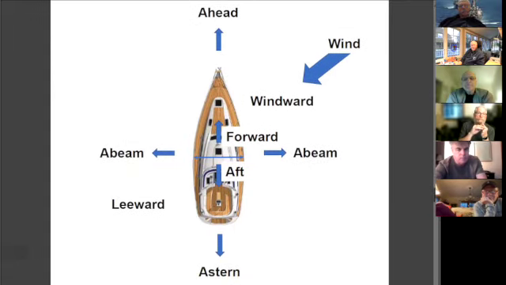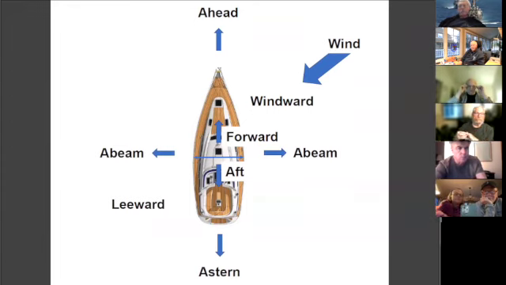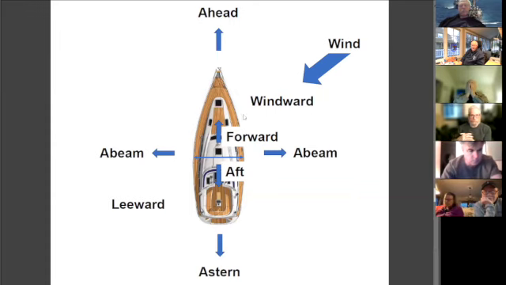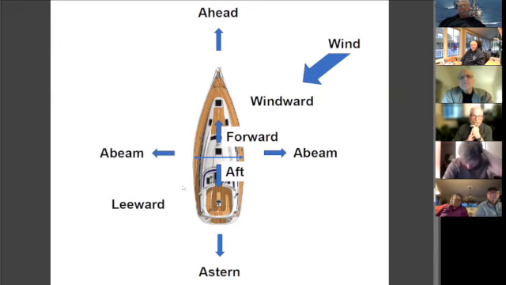And then when we start to sail, we have just some examples of the wind here. Say we're sailing north and the wind's from the northeast. The wind's going to be on the starboard side of the boat. That'll be the windward side of the boat. And leeward is away from the wind, or on the other side from the wind, which in this case would be the port side of the boat.